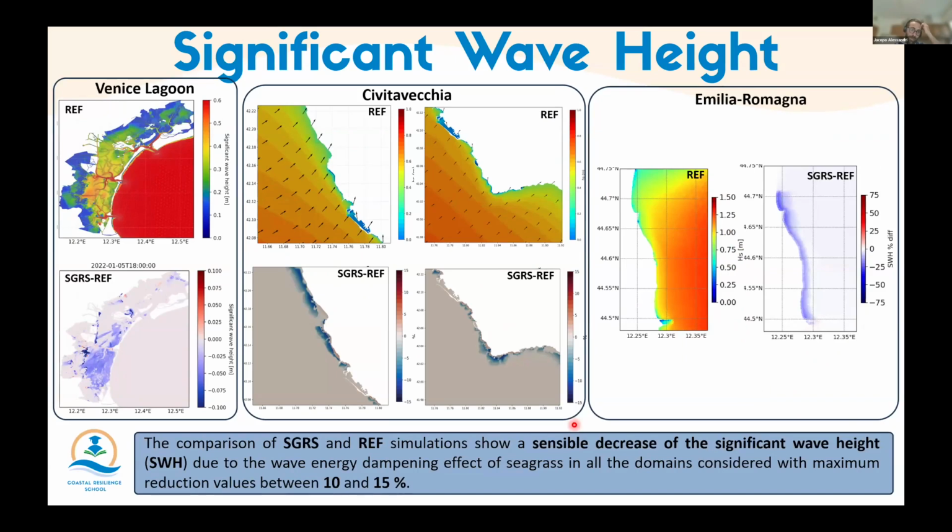And then the most important effect is the decrease of the significant wave height. In all the settings we tested, we have a dampening of the wave energy between 10 and 15%. We consider it a good result, and to obtain these results it was essential to add the seagrass flexibility in this simulation, because otherwise we reach values of dampening that were too much, like between 40 and 80%.